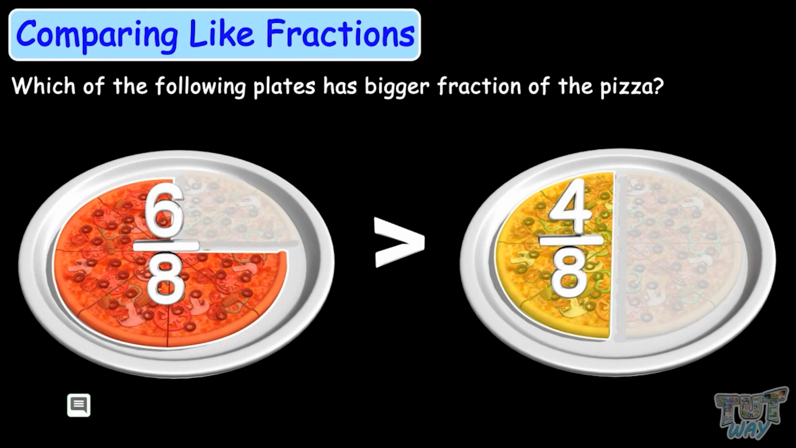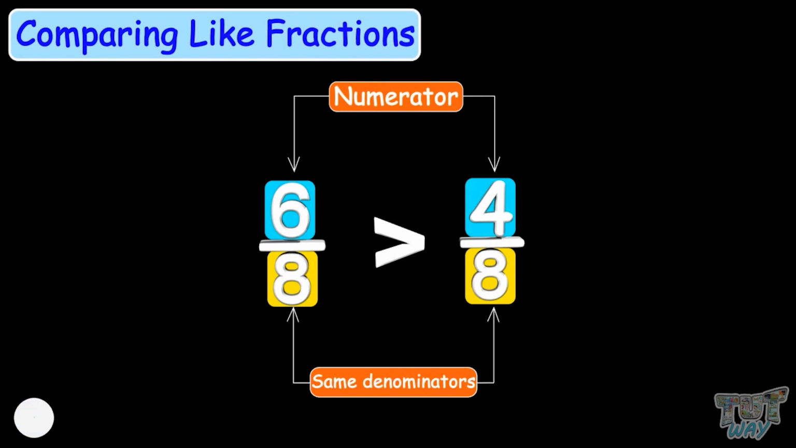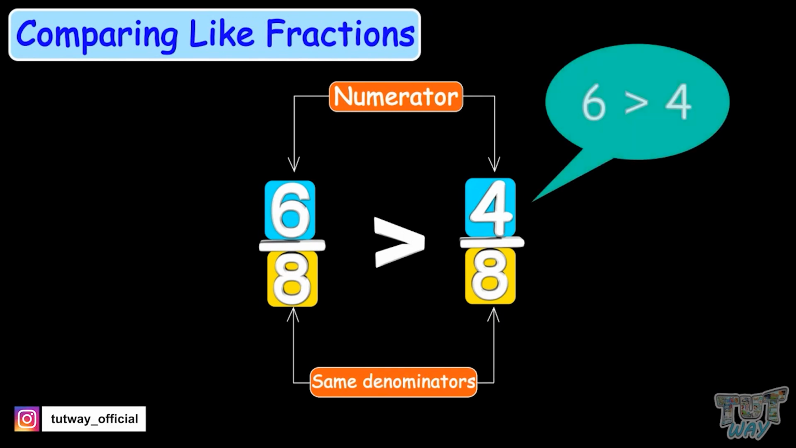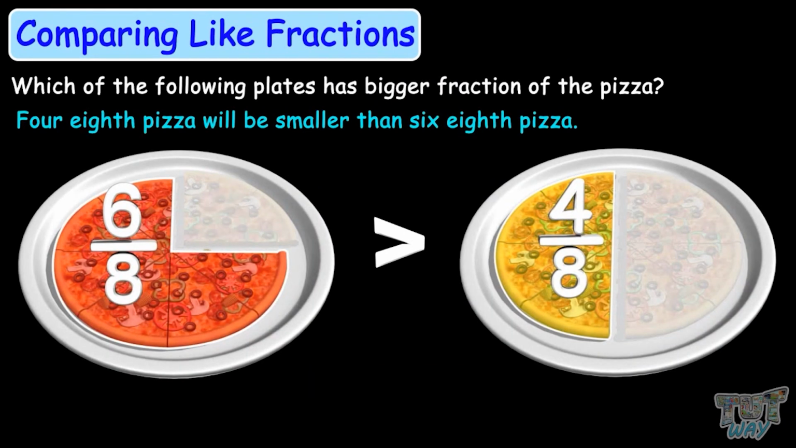You can also notice that these are like fractions, that is, having the same denominators. So, you just need to compare the numerators to compare the fractions. 4 is smaller than 6. So, 4 by 8 is smaller than 6 by 8. So, 4/8 of the pizza will be smaller than 6/8 of the same pizza.